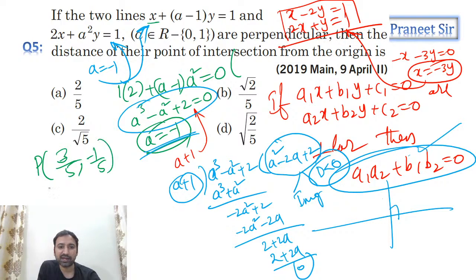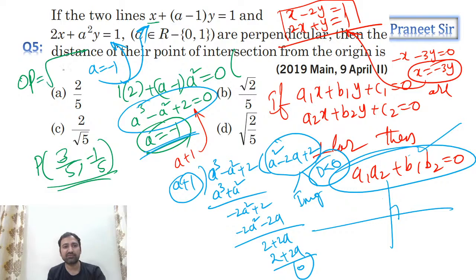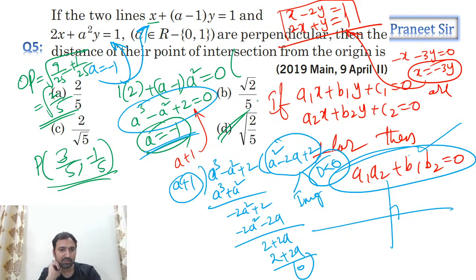Once we have the point of intersection, we can calculate the distance OP from the origin. We need the square root of 9/25 + 1/25, which is 10/25, the square root of 2/5. So the fourth option is the answer. Is it clear? Okay, let's move to the next question.